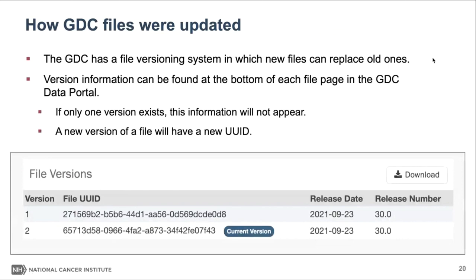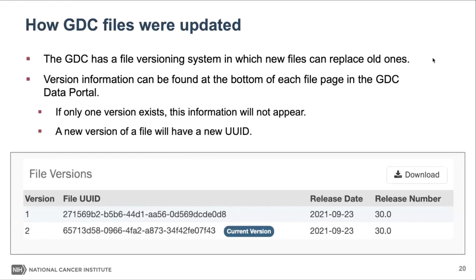Just to give you a little bit of background for how things work in the GDC, our API has a file versioning system in which new files can replace old ones. If you're wondering if a file is versioned, you can check the version information at the bottom of each file page in the GDC data portal. If only one version exists, this information will not appear.